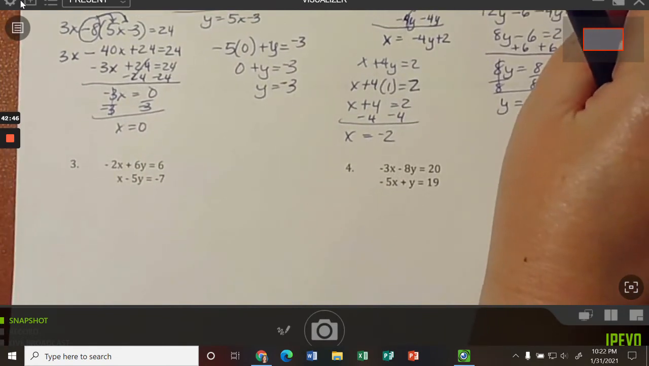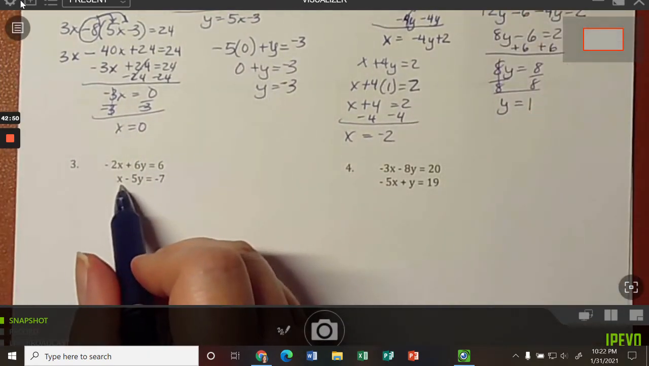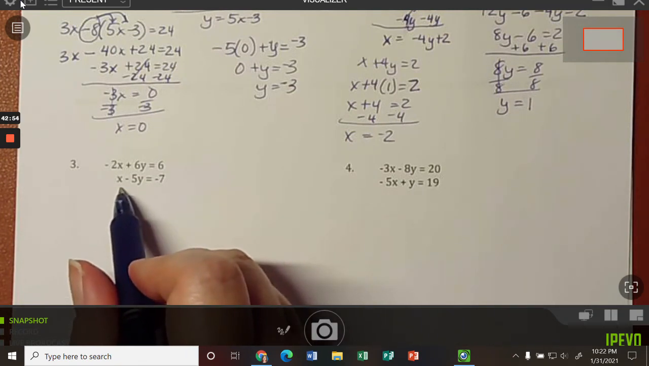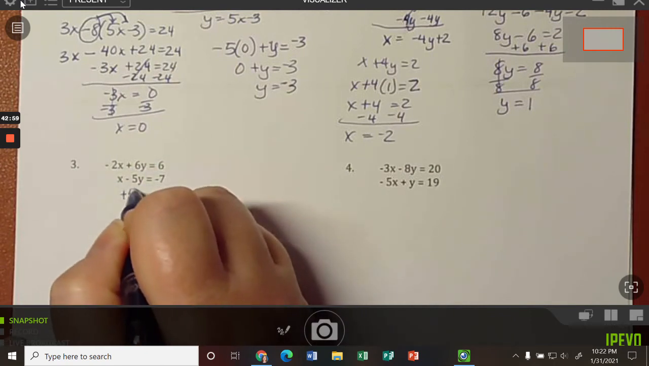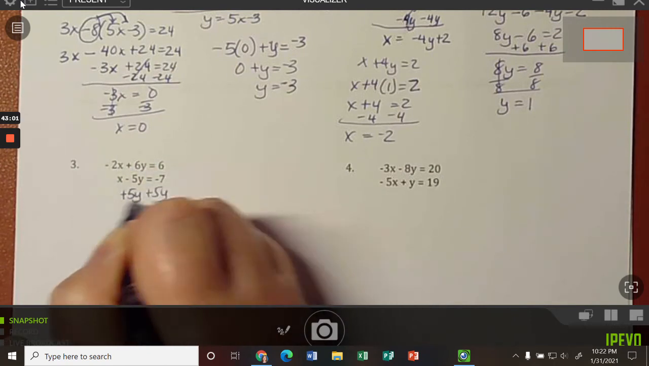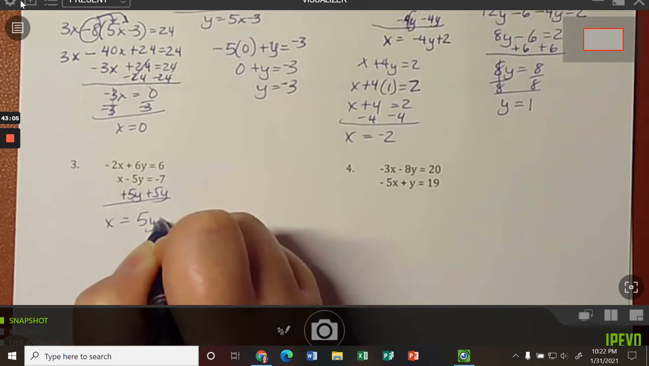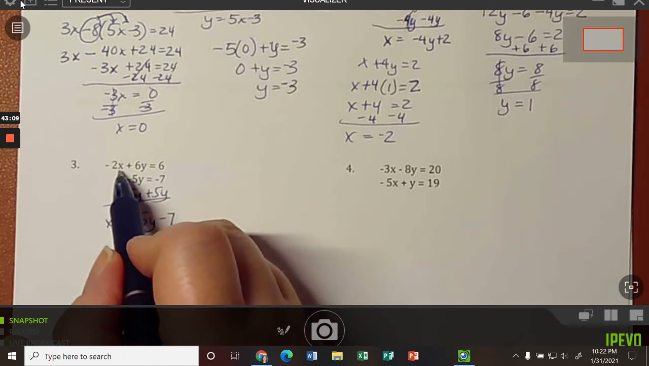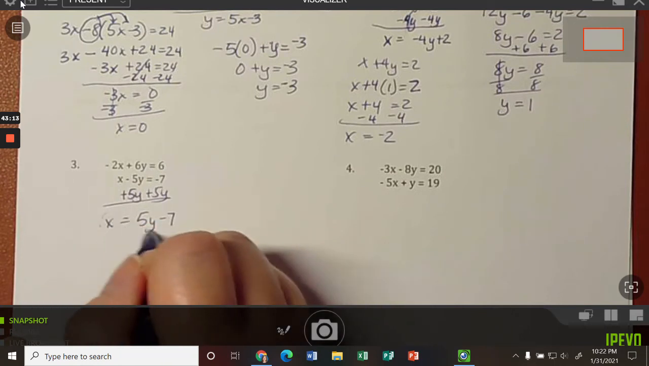Example 3. So this x is probably the easiest variable to solve for. It already has a coefficient of 1, which is helpful. So I will just add 5y to each side to get x equals 5y minus 7. So then once I have that, I can plug it into this first equation for the x. Okay, so I'm just going to substitute this in here.